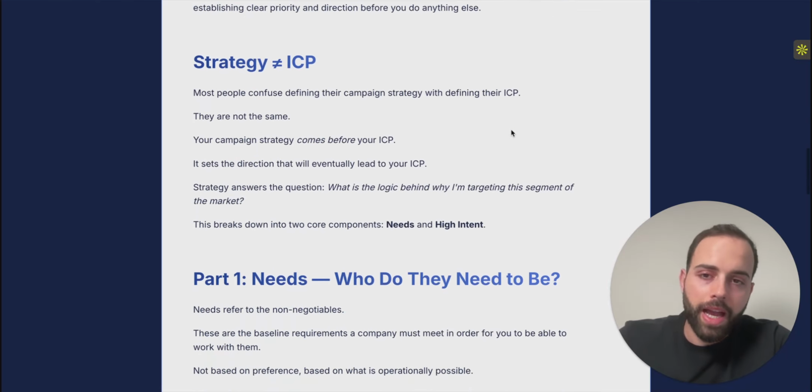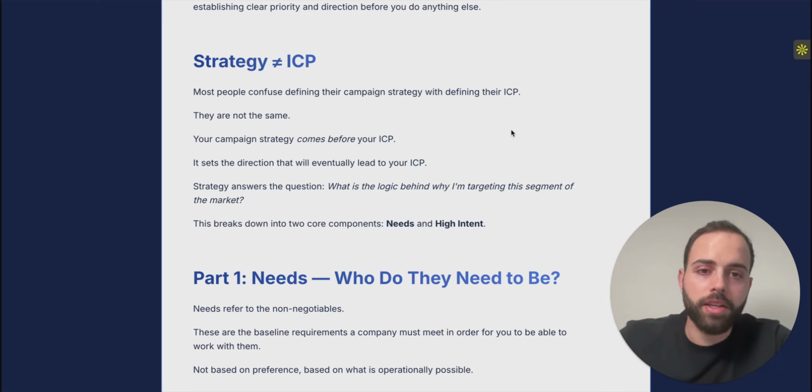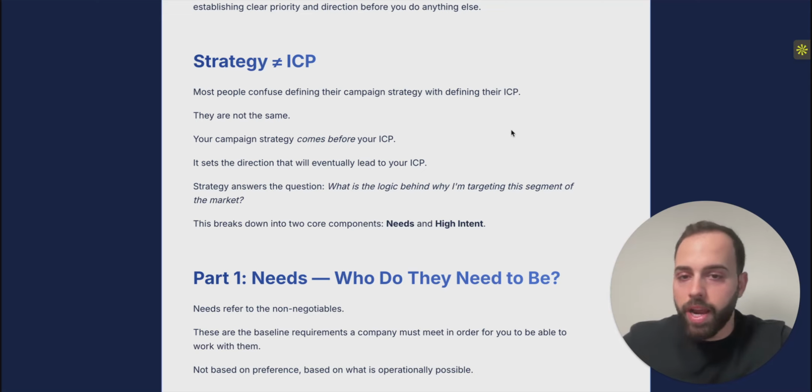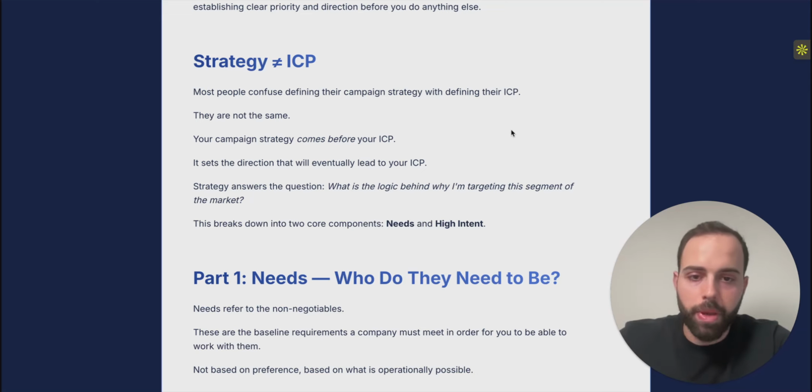So one thing I have to distinguish here is that your strategy is not your ICP. Okay, most people confuse defining their campaign strategy with defining their ICP. If you don't know what an ICP is, it's your ideal client profile. In other words, your target audience or your target market. So this is not the same thing. Your campaign strategy comes before your ICP. It sets the direction that will eventually lead to your ICP. So strategy answers the question, what is the logic behind why I'm targeting this segment of the market?